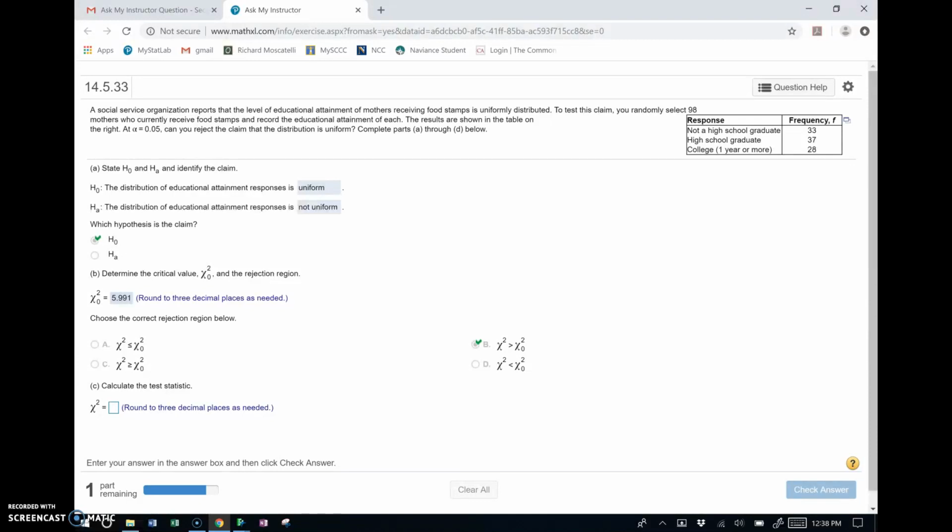So this is a question regarding high school level of education and how you receive food stamps. And they have some observed data here. So, not having high school had 33 people on food stamps. High school grads, 37 people on food stamps. And college had 28 on food stamps. And if you notice, it says at the 5% alpha level, can you reject the claim that the distribution is uniform?